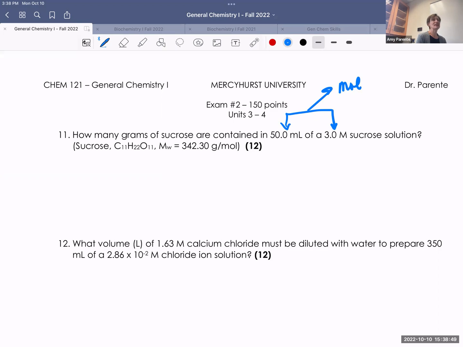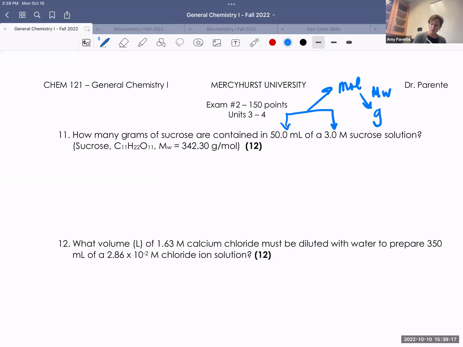Always think about with any problem, try to get to moles. And I'd say in 90% of the problems, if you can get to moles, that's going to be one of the portions that I give partial credit for, right? Because getting to moles allows us to change who we're talking about and go do some other fun things. So this is going to get me to moles of sucrose, okay? And then if I want to get to grams of sucrose, I can use molecular weight.